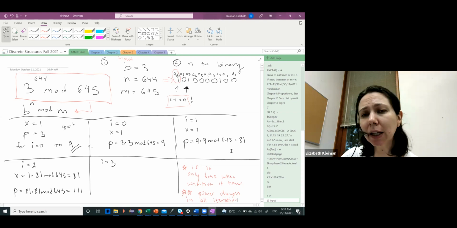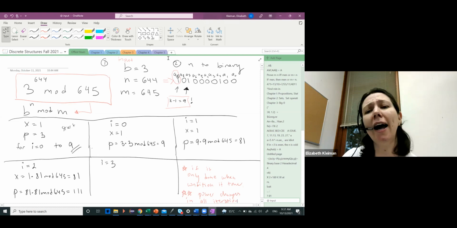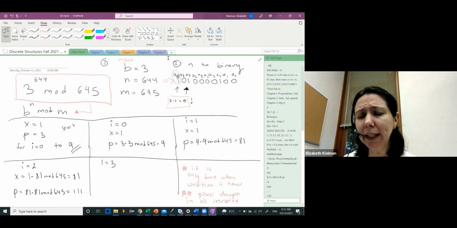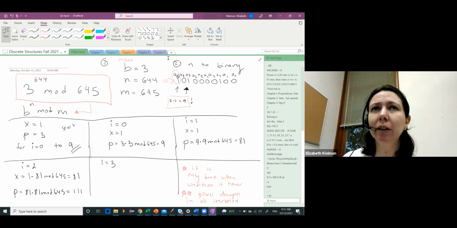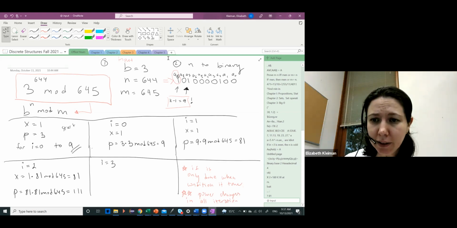Now, this is an important algorithm. It's used a lot in number theory, so it's a good one to know. It's part of public key encryption. Did any of you hear about RSA?